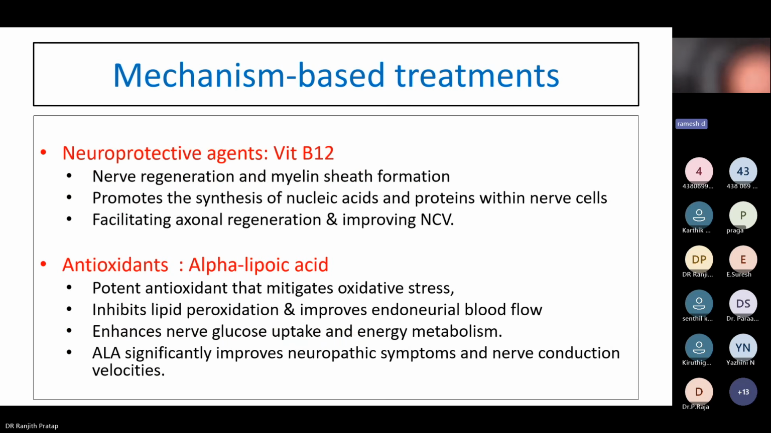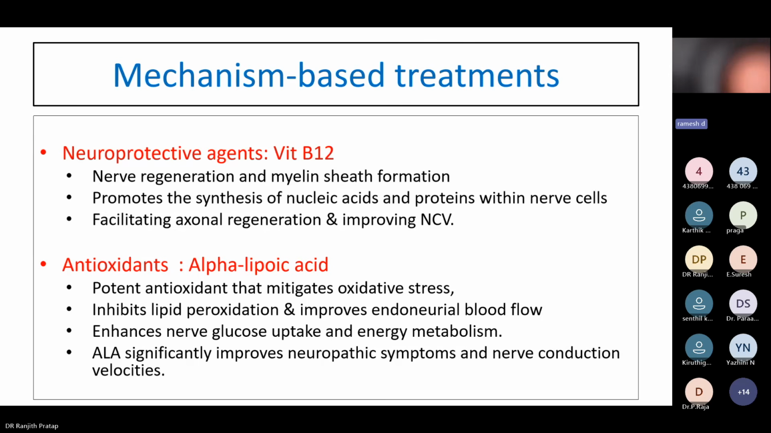The other group of drugs is the mechanism-based treatments. The first group is the neuroprotective agents, that is methylcobalamin, the active form of vitamin B12, which improves nerve regeneration and myelin sheath formation. It promotes the synthesis of nucleic acids and proteins within the nerve cells, which facilitates axonal regeneration and improves nerve cell conduction velocities. These neuroprotective agents are also helpful for the management of painful neuropathy and reduce the symptoms of neuropathy.